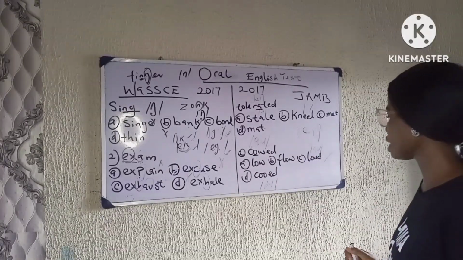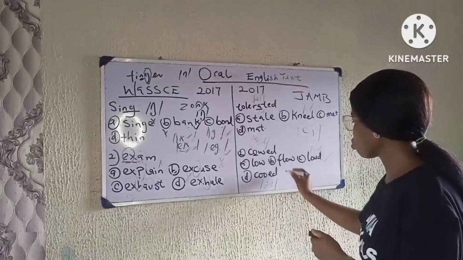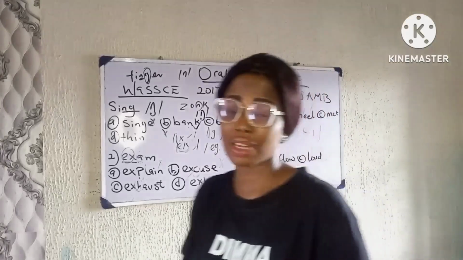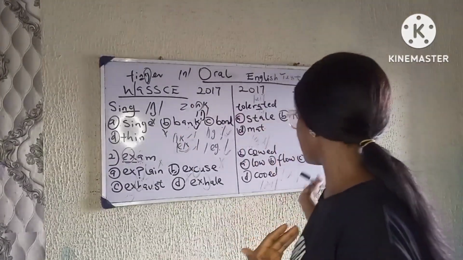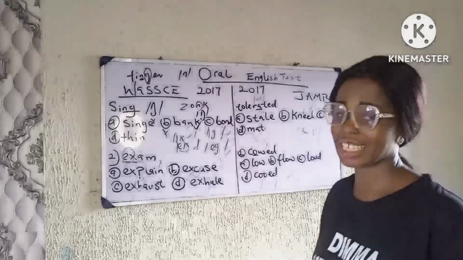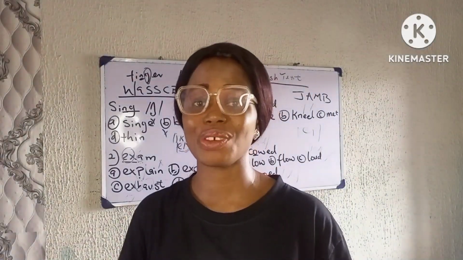Now option D, could, is incorrect. What we have there is a long U sound. So option D is incorrect. Option C is the correct answer. So that is it. I hope it's been helpful. I hope you learned something from this video.